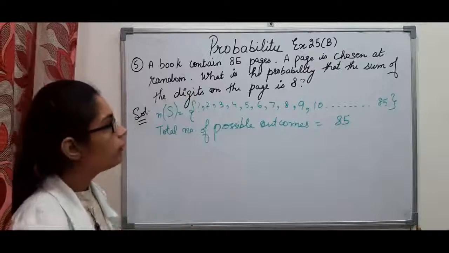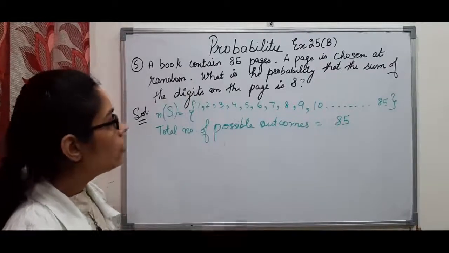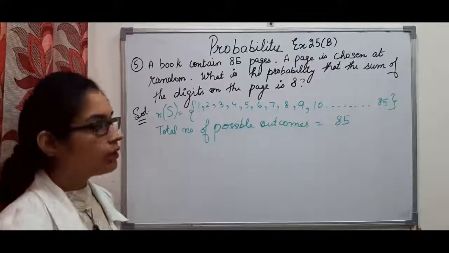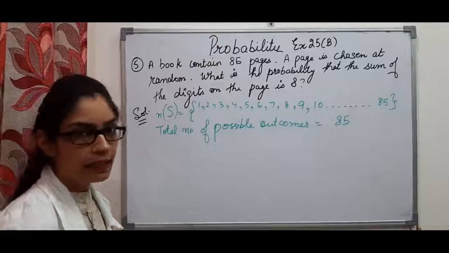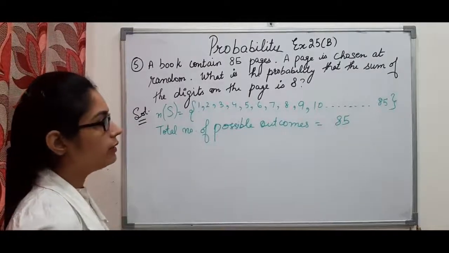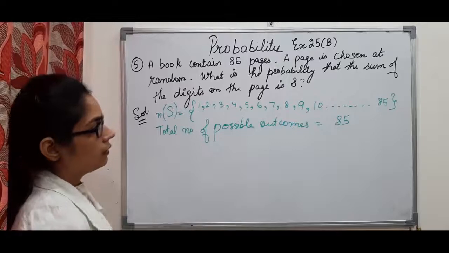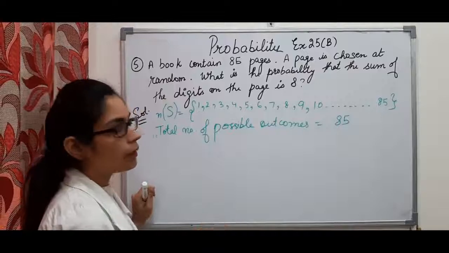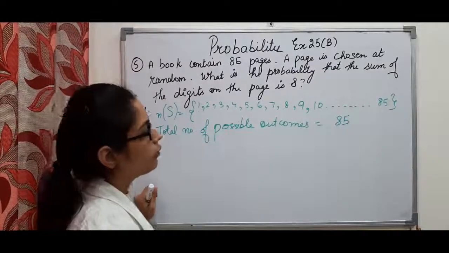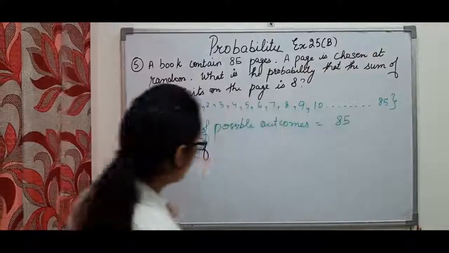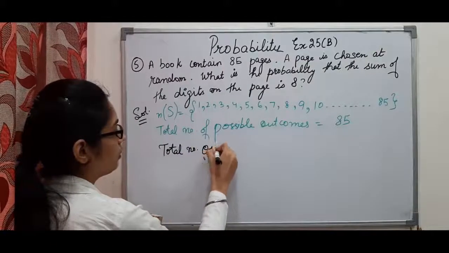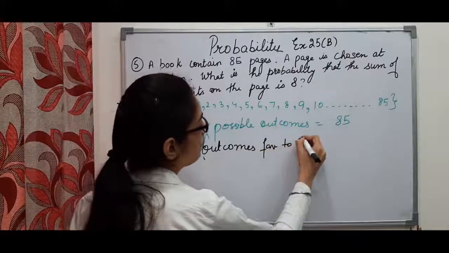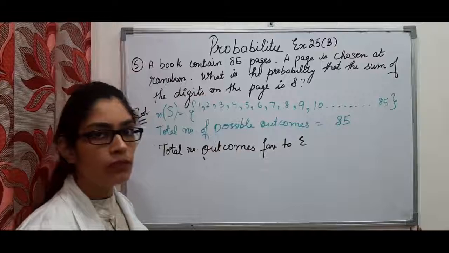which means total number of possible outcomes is 85. Now we have to find such digits which are giving me a sum of 8. Now let's try to find such digits. See, I know I have to find a 2-digit number because sum should be 8. So let's try to find out. So we will find out the total number of outcomes favorable to E. Favorable to E means which the sum of the digits is 8.